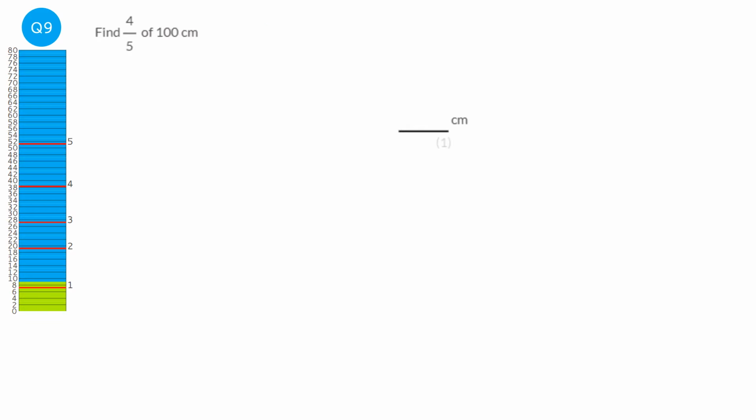To find the fraction of an amount, what we do is we divide by the bottom of the fraction and we times it by the top of the fraction. So the first one we're going to do is 100 divided by that 5, and that would be 20. Then we're going to get that 20 and we're going to times it by the top of the fraction. So 20 times 4 is 80. So our answer will be 80 centimetres.